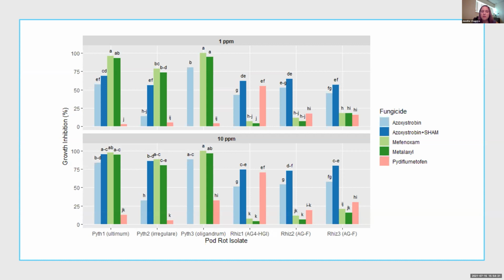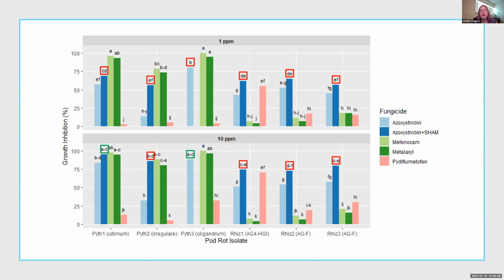At the top is 1, the bottom is 10. We have our Pythium isolates on the left side and Rhizoctonia on the right side. And we're going to mostly focus on azoxystrobin in the blue, and then the mefenoxam in the light green, because these are what are actually used for pod rot control. So for the azoxystrobin, what we can see here is significant differences.